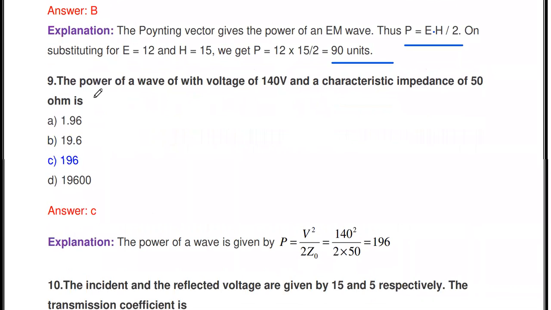Then the next one, the power of a wave with voltage of 140 volts.